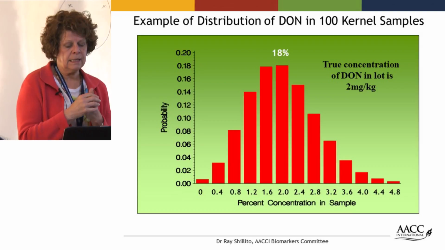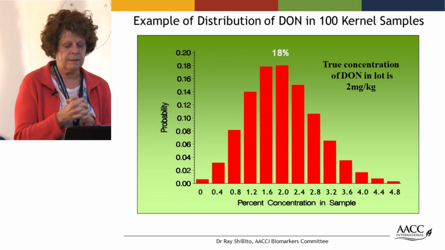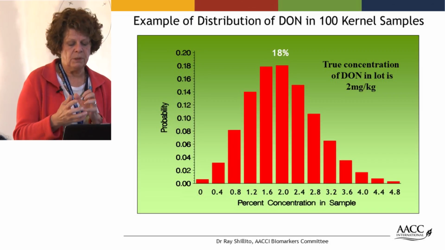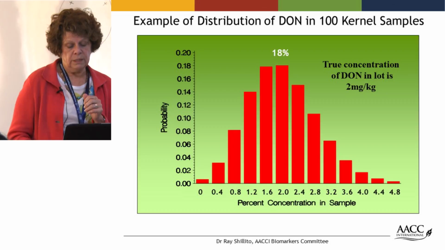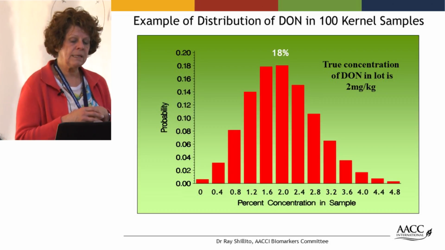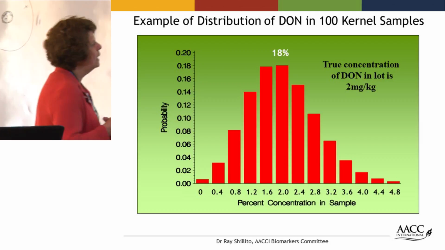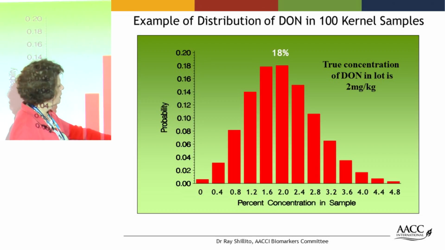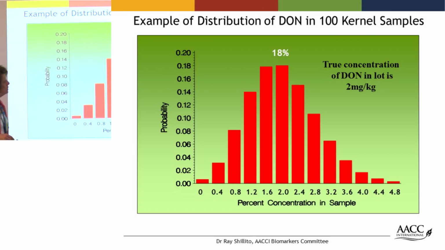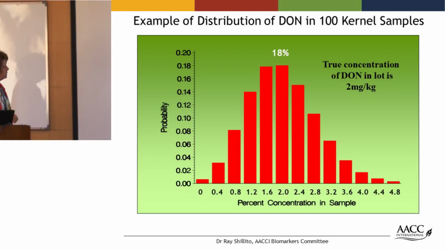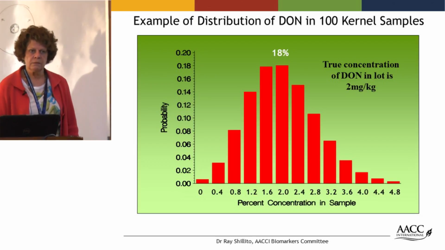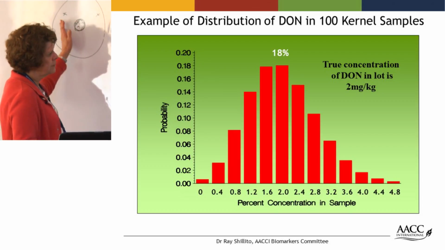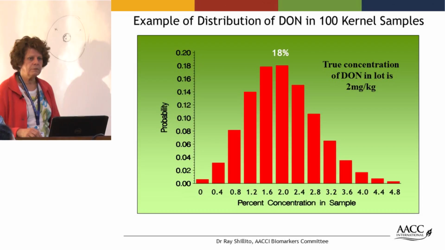So if we were looking again at the example of mycotoxins, how many in a sample of 100 kernels will be positive? And we're looking at 2 milligrams per kilogram. Well, here's the 100 kernel example. Only 18% of the time will we actually hit the true value of the lot. If the lot in the bulk is 2 milligrams per kilogram, only 18% of the time will we get that true value. So again, we're seeing this difference. Sampling is going to affect the results that you get.